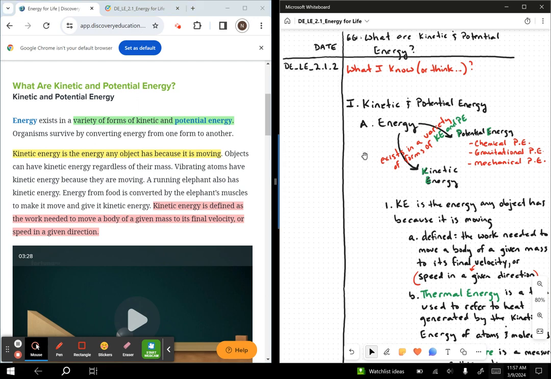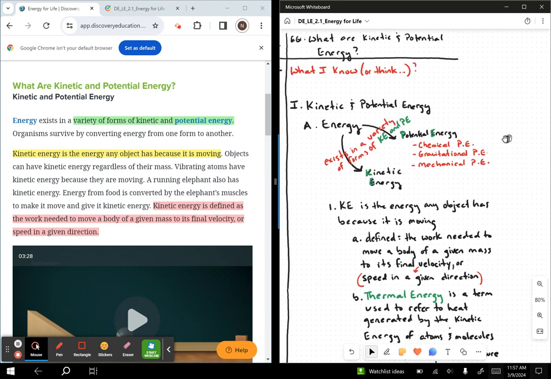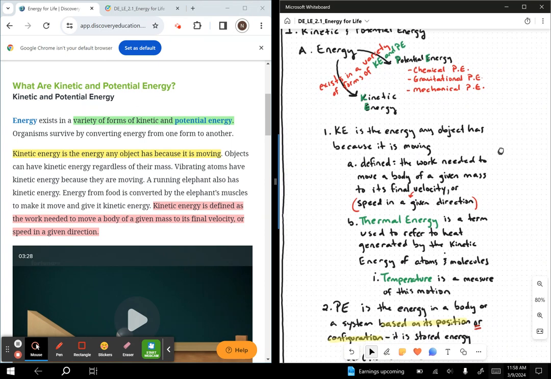And if you've ever wondered if you're going crazy because there seem to be all these different types of potential energy, you're not going crazy. There are a variety of forms of potential energy: you have chemical potential energy, gravitational potential energy, mechanical potential energy, and the same can be said for kinetic energy. We use the abbreviations. KE is for kinetic energy, PE is for potential energy. Okay, you should be comfortable with those abbreviations.